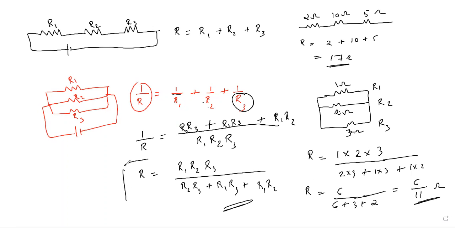So study this equation. If three resistors are connected in parallel, what is the expression for equivalent resistance? R is equal to R1, R2, R3 divided by R2, R3 plus R1, R3 plus R1, R2.